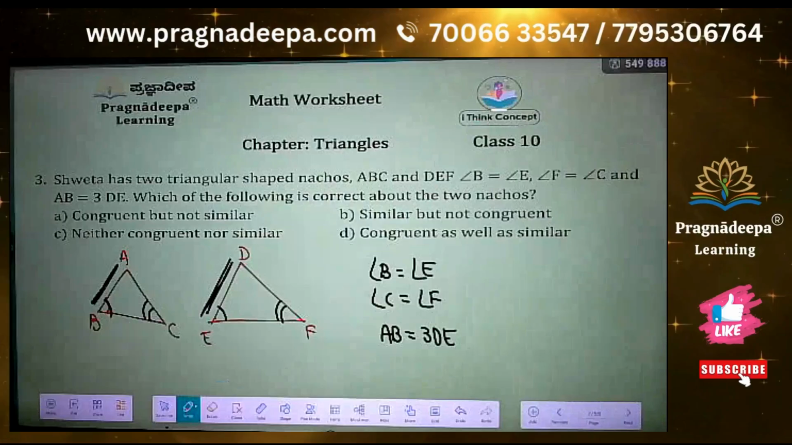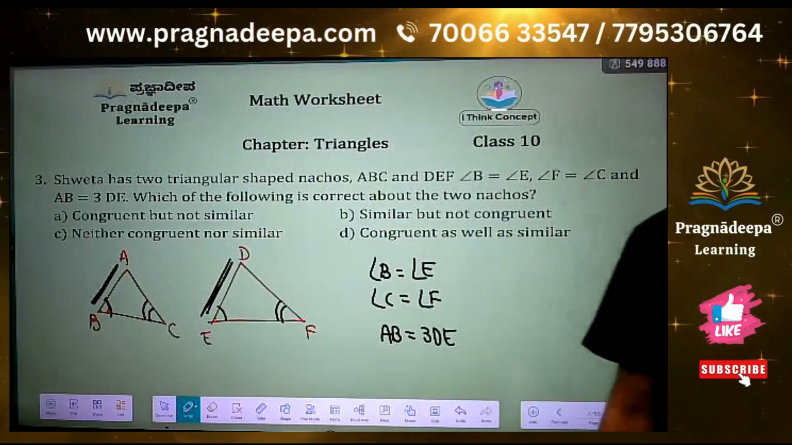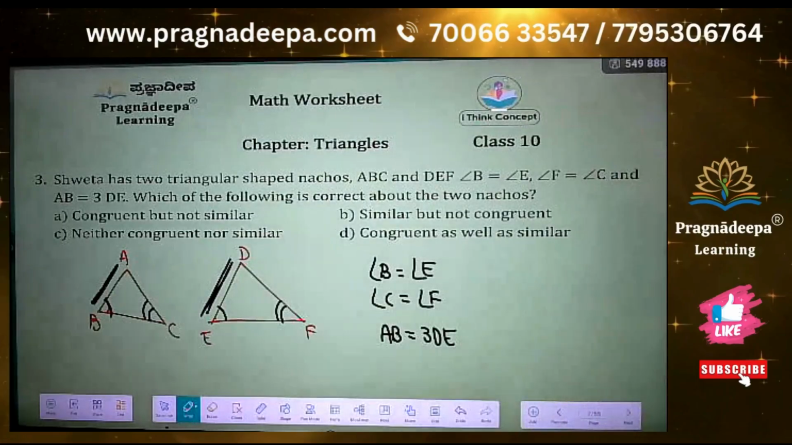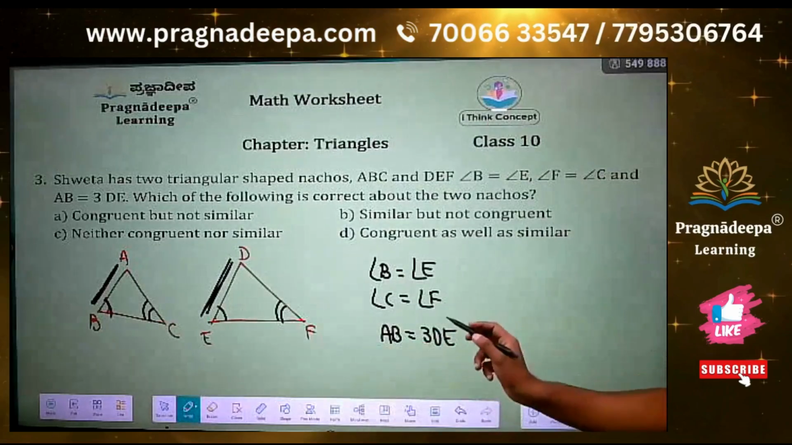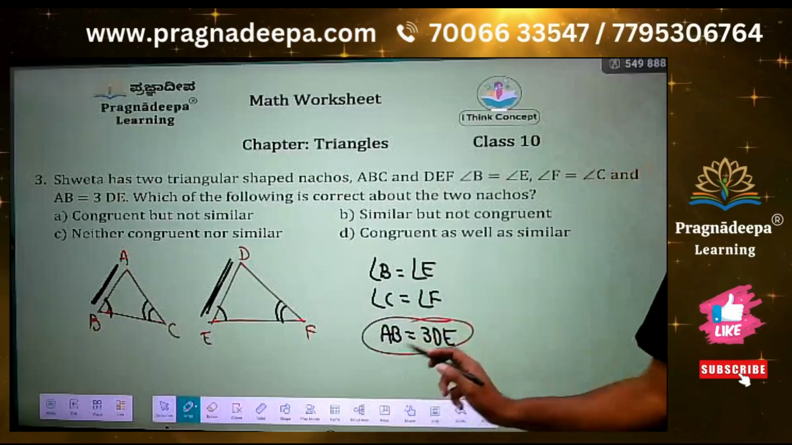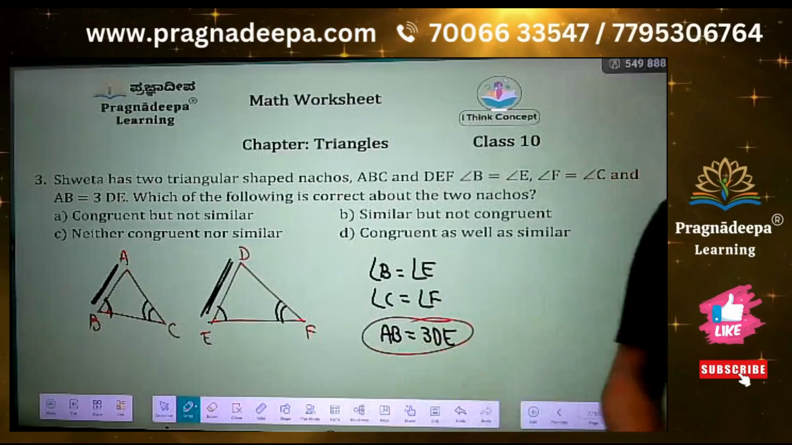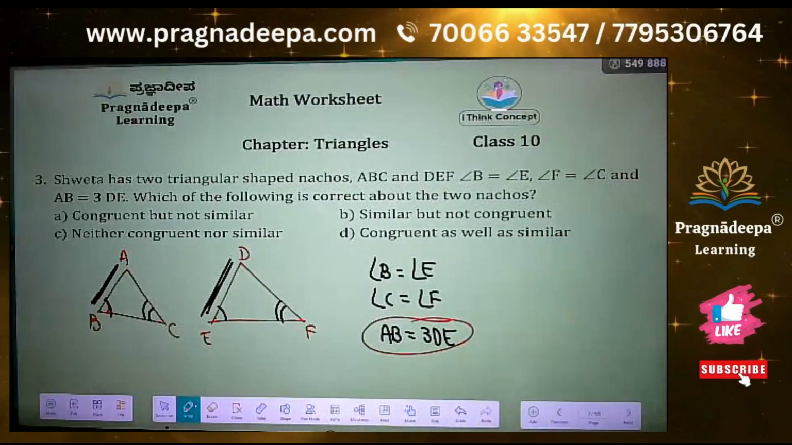So can we say AAS, sir? There is no such criteria here, right? You cannot apply congruence here. Observe, it is 3 times, not equal, so you cannot apply a side criterion. Yes, Sanghavi? Sir, they are similar but not congruent, by AA criteria they are similar, but we cannot apply any congruence criteria.